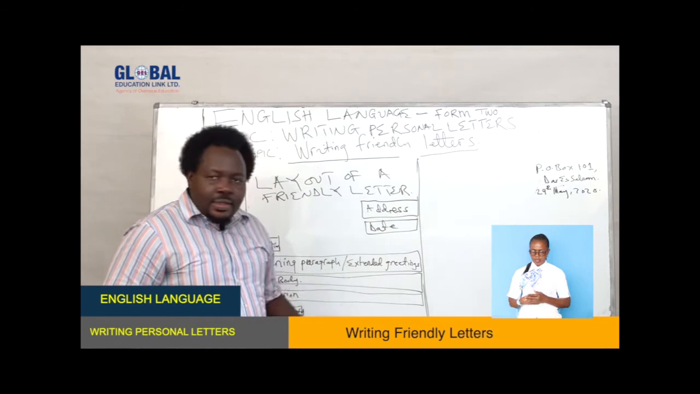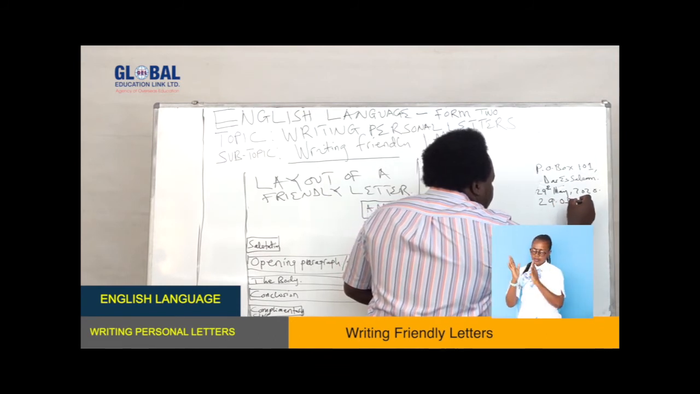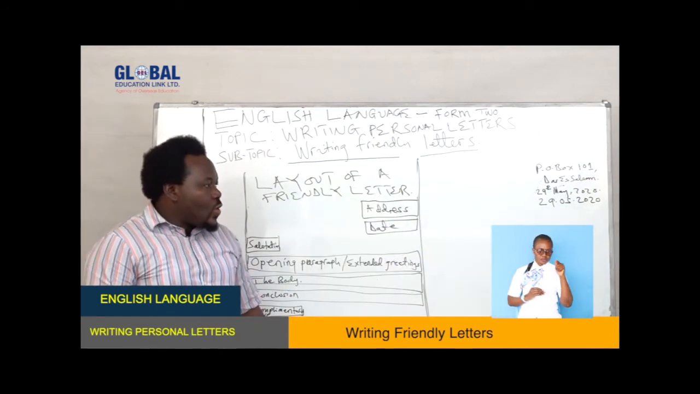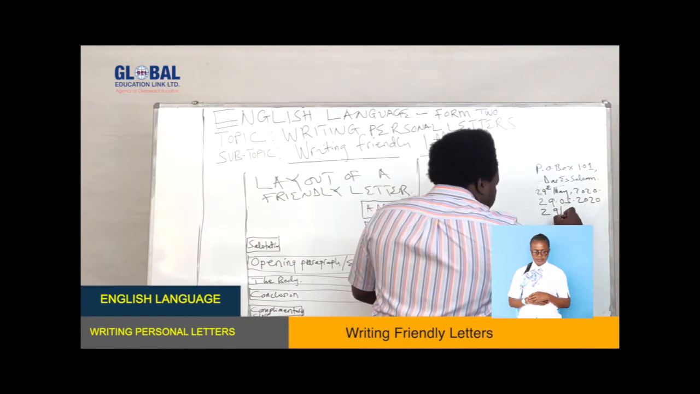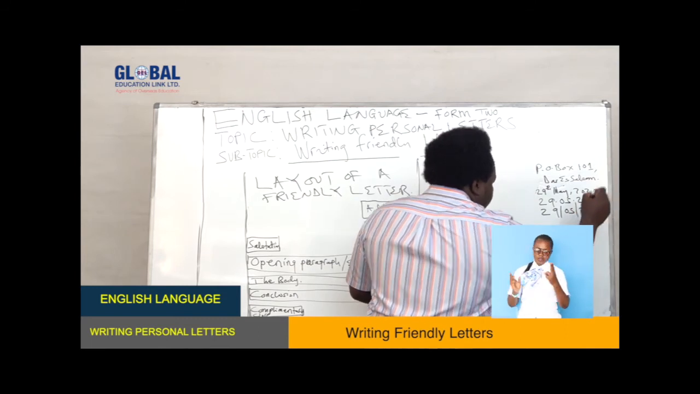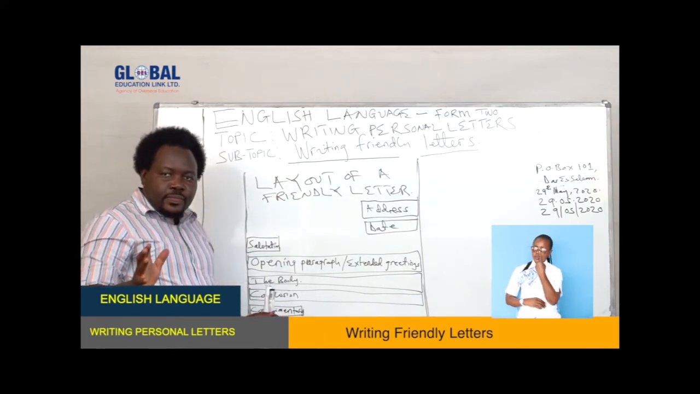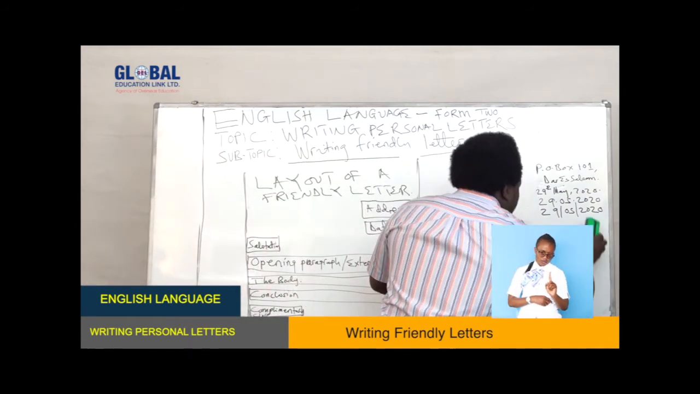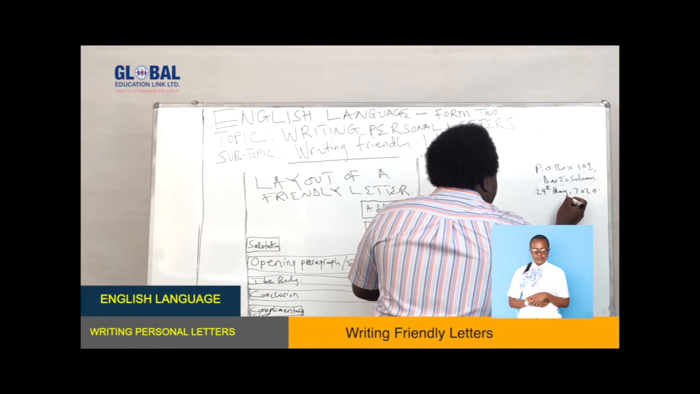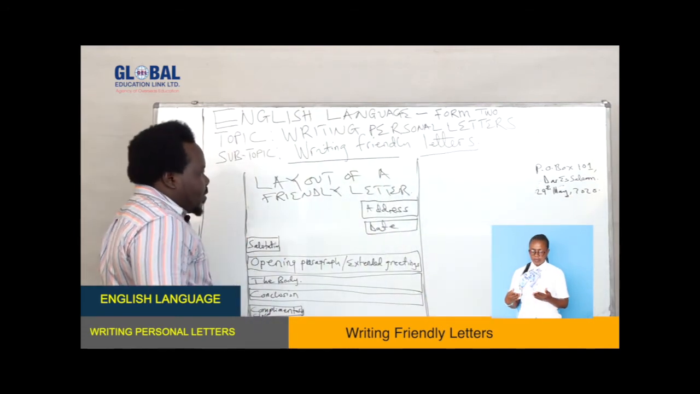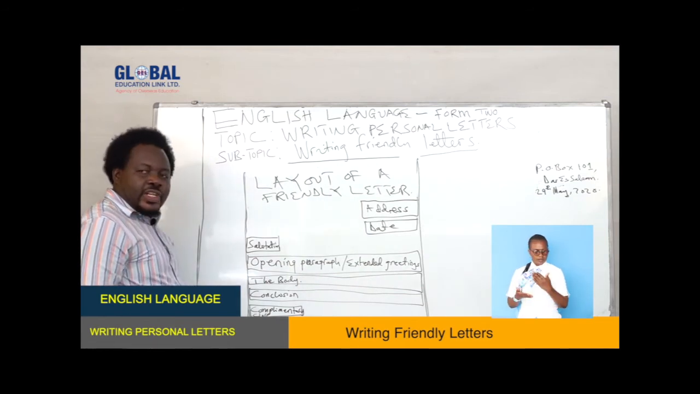Date can be in this style or using numbers like this. Or sometimes a person can write like this. But you have to choose one. Opt to use one, not all of them. Then, we have seen the box and the date. Let us go to another part, which is salutation.